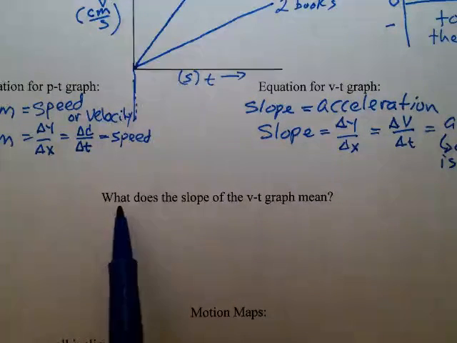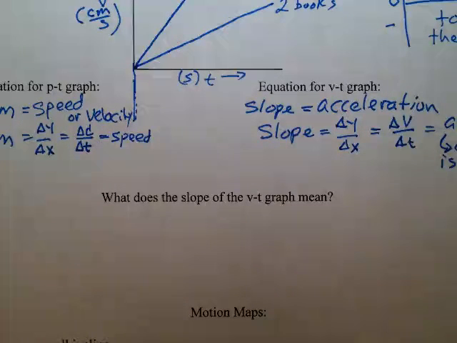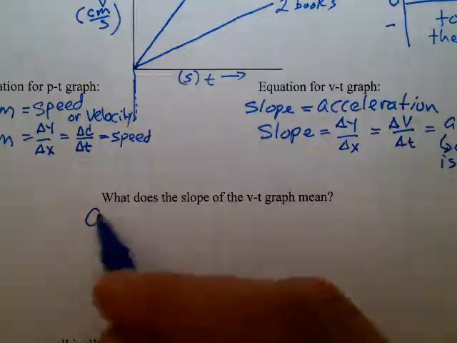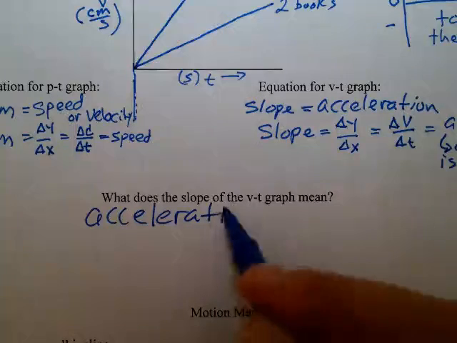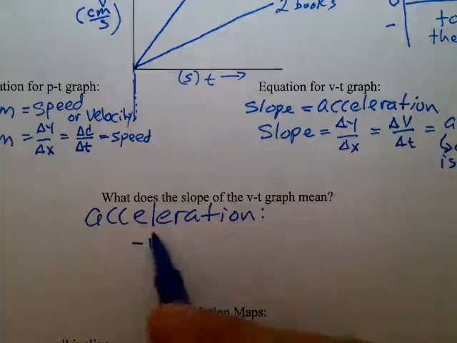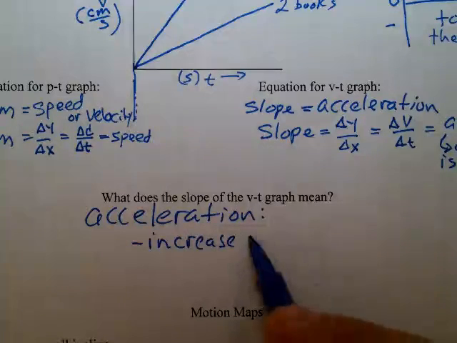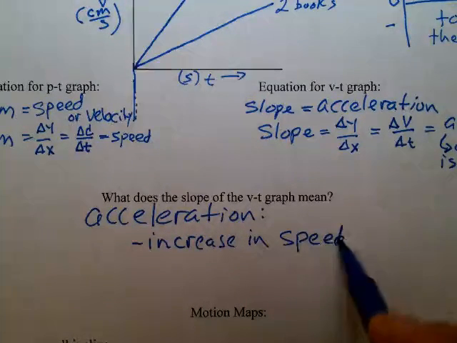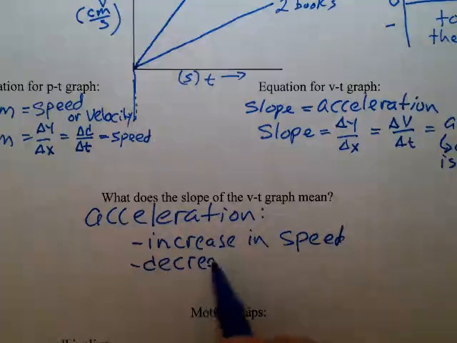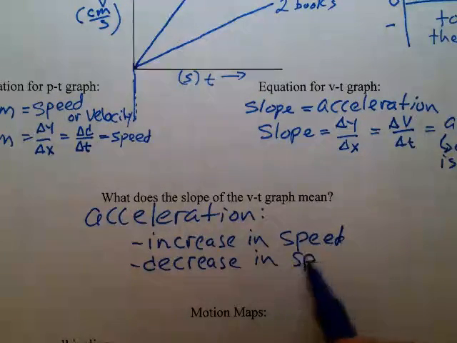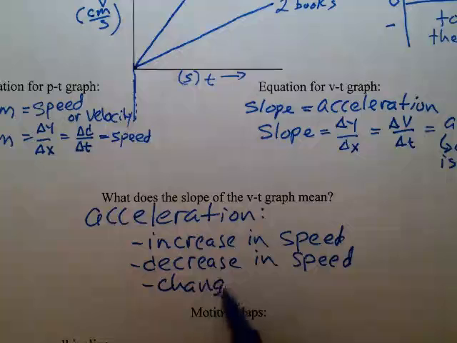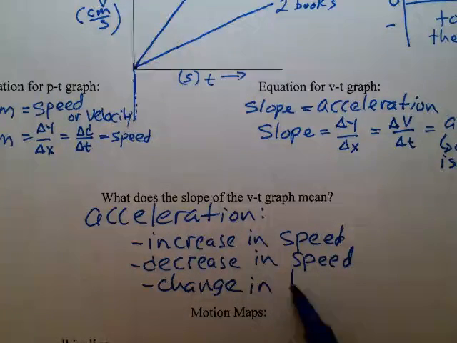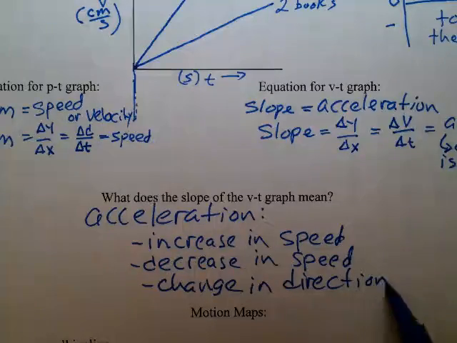Now, this next one we want to fill out says, what does the slope of a velocity time graph mean? And we just talked about that. Let's just write it down. Slope of a velocity time graph is acceleration. And just to remind ourselves, acceleration is an increase in speed, a decrease in speed, or a change in direction. And that's really important to remember as well, especially with a nice quiz coming up.